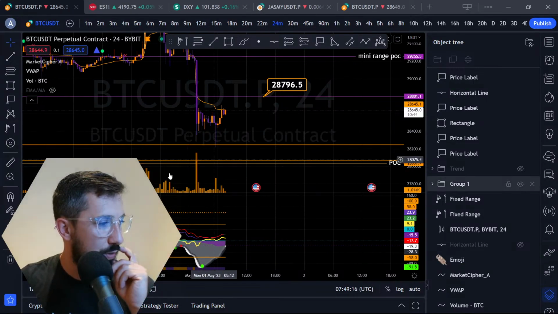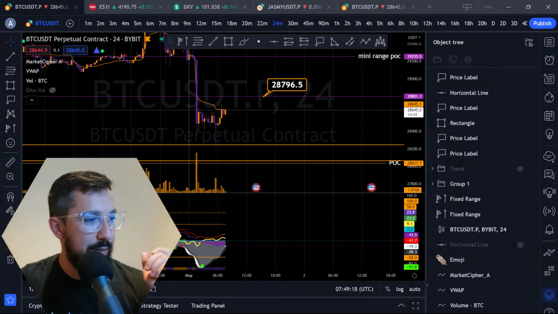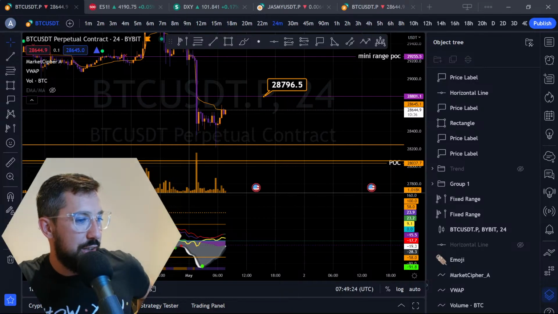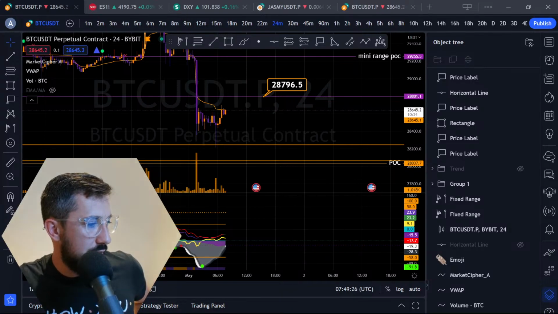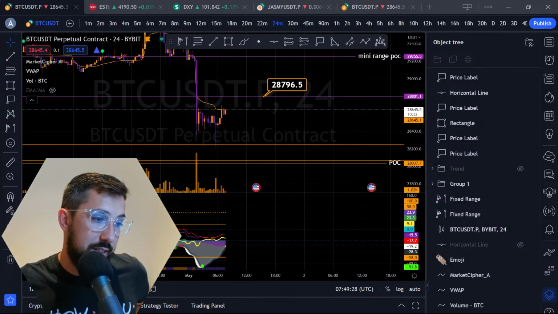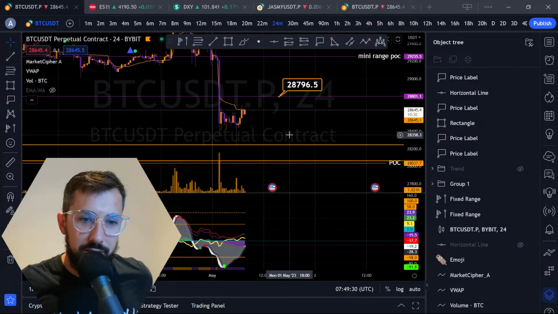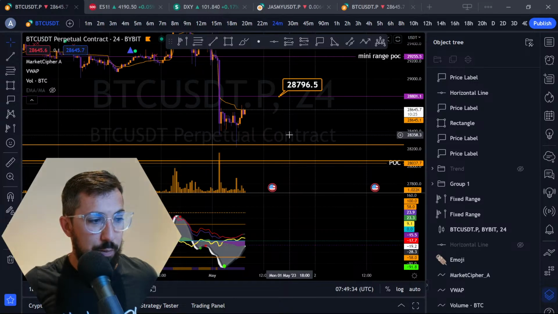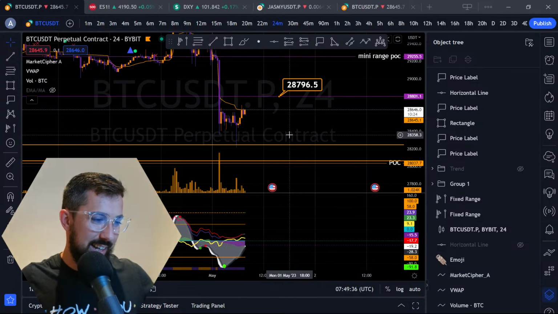For the degens, we have a thing called an 80% setup, where the daily open is below the previous day's value area low, so we could retrace up to the top of the previous day's value area. Absolutely. 80% setup.